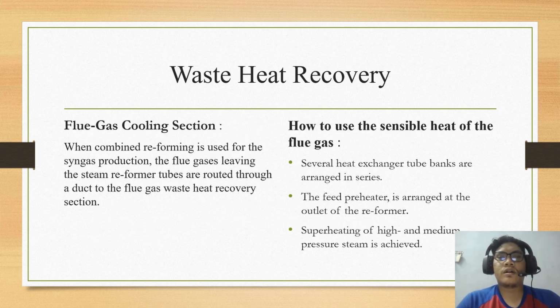Now we will talk about waste heat recovery. Flue gas cooling section. When combined reforming is used for the syngas production, the flue gas leaving the steam reformer tubes is routed through a duct to the flue gas waste heat recovery section. The sensible heat of the flue gas is used as follows. Several heat exchanger tube banks are arranged in series. The feed preheater is arranged at the outlet of the reformer. Superheating of high and medium pressure steam is achieved.